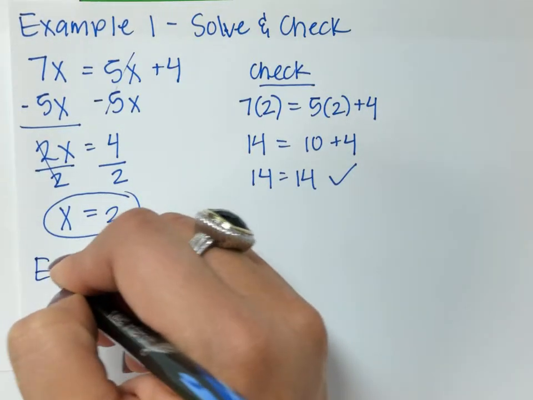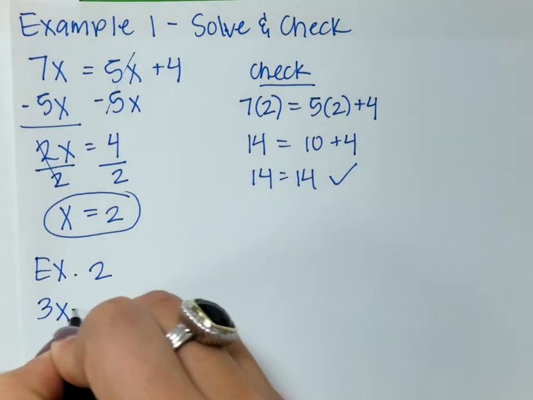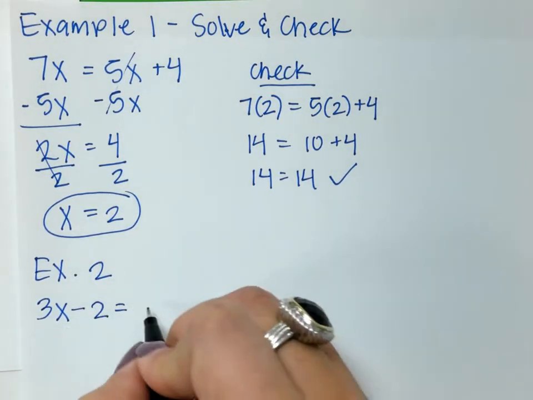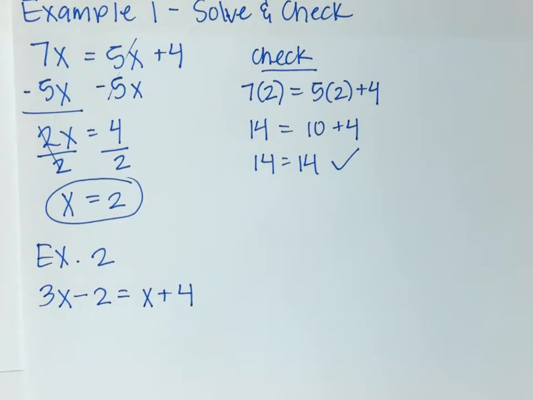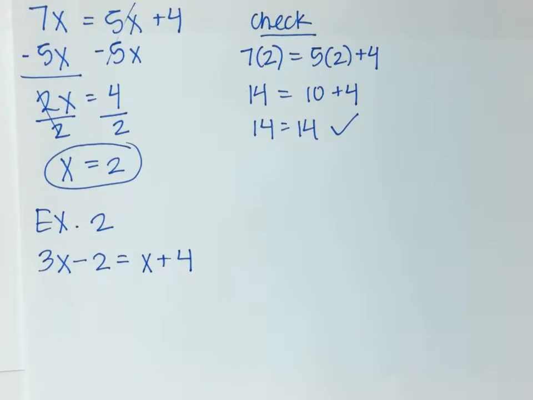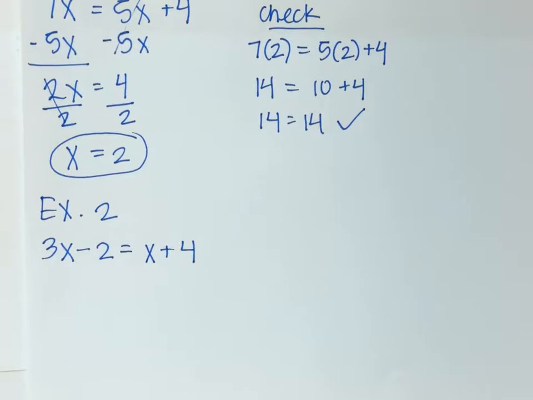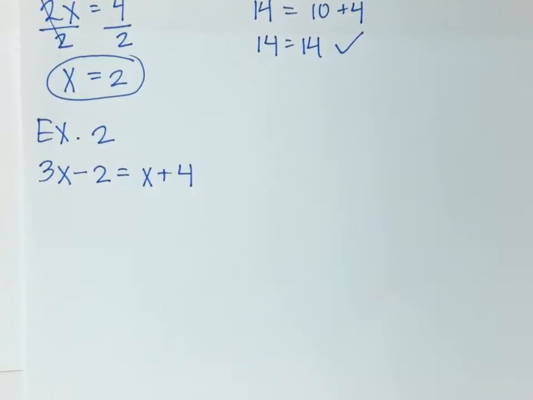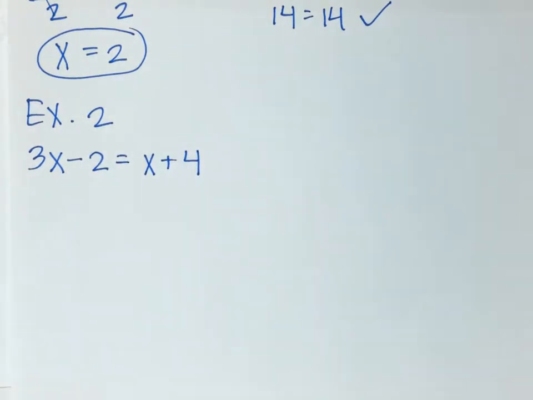All right, let's look at another example. We've got 3x minus 2 equals x plus 4. This one's a little bit different. As you notice here, I've got x's on both sides and constants on both sides, right? So my first step, though, is still the same. I still want to get all my variables on one side and all my constants on one side.